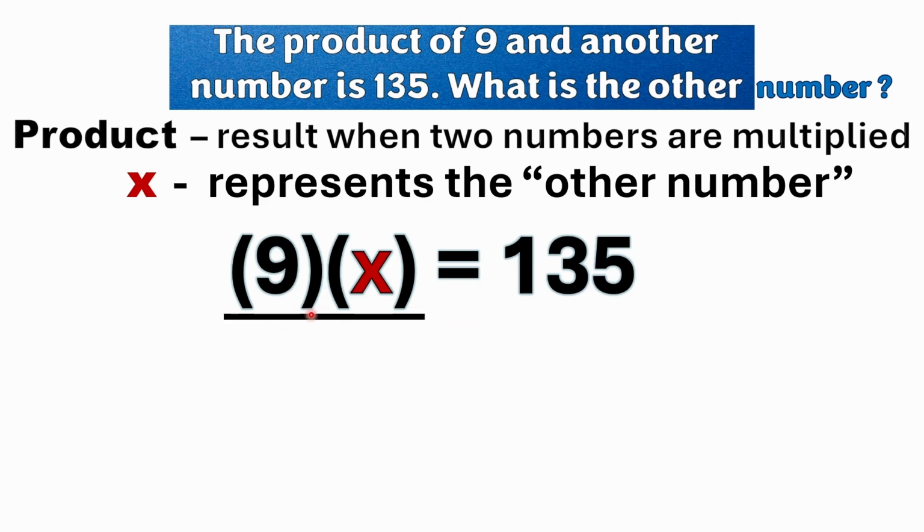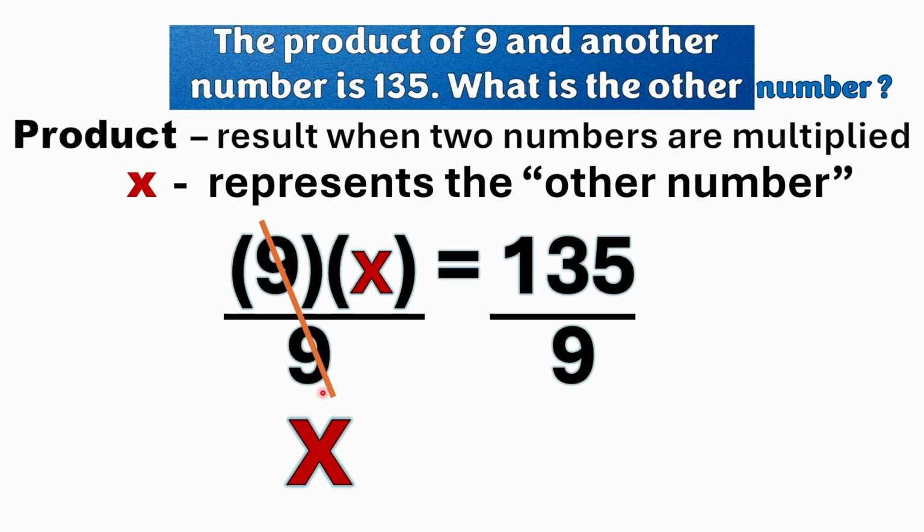To find x, we will divide both sides of the equation by 9. Next step, 9x divided by 9 equals x. We can cancel 9, or 9 divided by 9 is 1. 1 times x is x. And 135 divided by 9 is 15. So x is equal to 15.